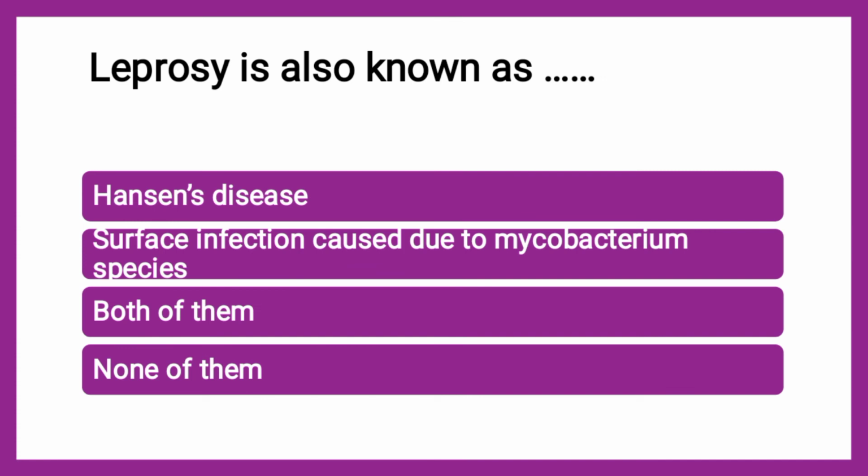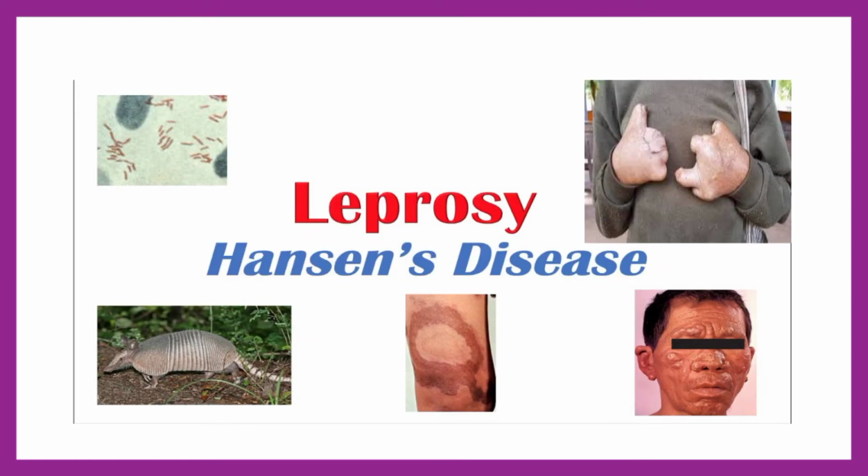Whether it is known as Hansen's disease, whether it's a surface infection caused due to Mycobacterium species, whether both of them or none of them? The correct answer is it is both of them. Why? Because Hansen discovered leprosy, so it is Hansen's disease. Then it's a surface infection. It is the type of communicable disease which is included in the surface infections, and it is caused due to Mycobacterium leprae. So it is both.